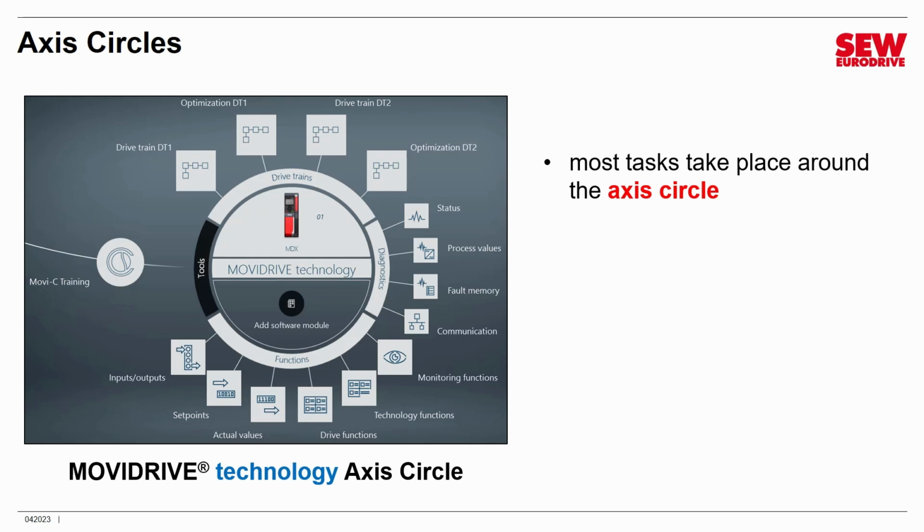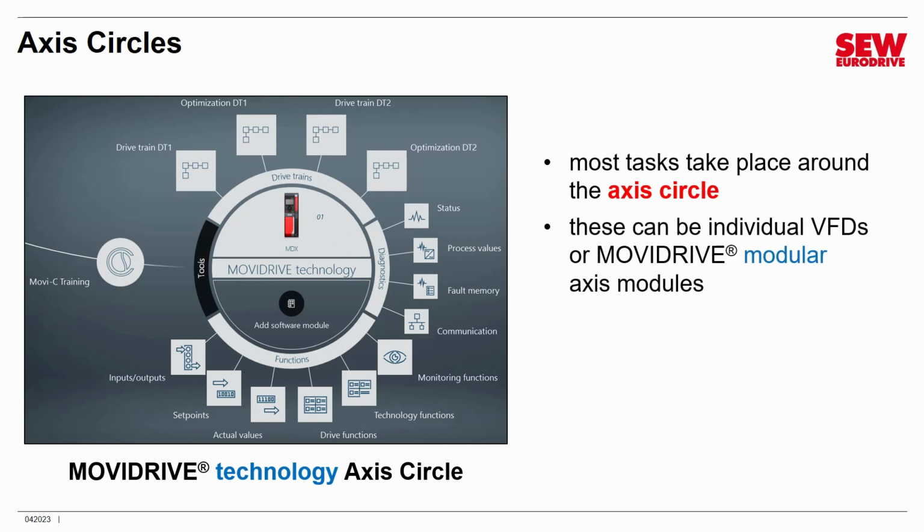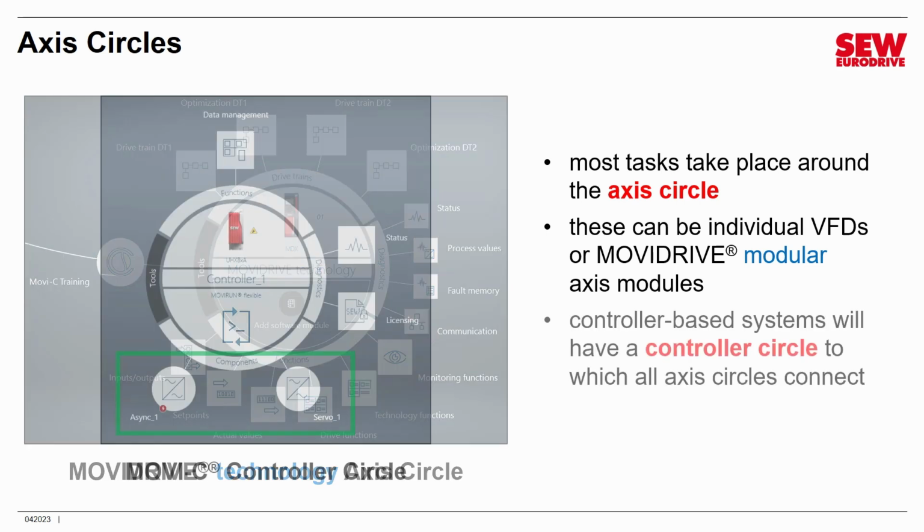That's the project itself we've created. But then the VFD has the axis circle. Now, if you get into a bigger system like a MOVI-Drive modular that has a whole bunch of axis modules, each individual axis module has its own axis circle. But when you're working with a single VFD like we're doing, there's really just one. So tasks revolve around these. You'll be spending a lot of time with them. So be aware these can be individual VFDs or MOVI-Drive modular axis modules.